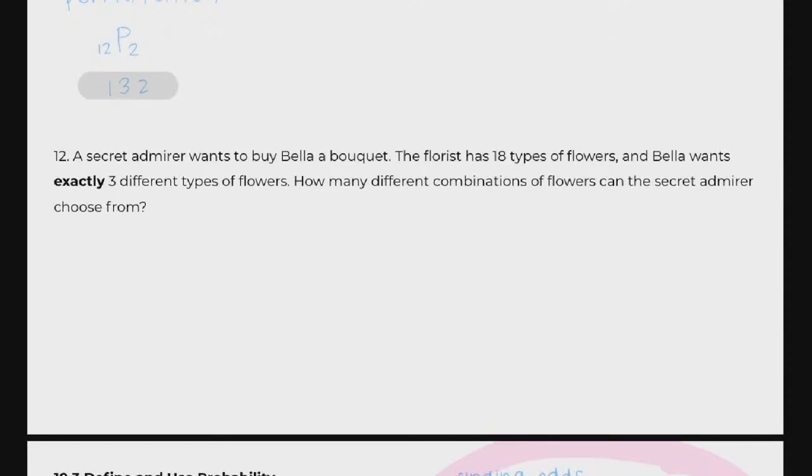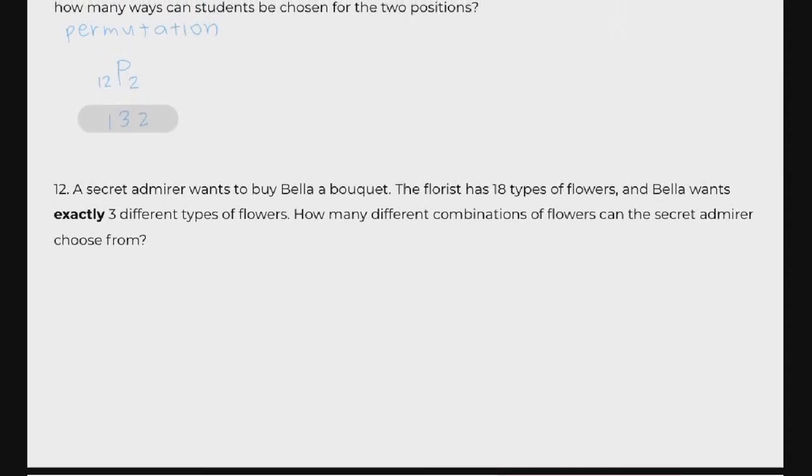Okay, number 12. A secret admirer wants to buy Bella a bouquet. The florist has 18 types of flowers and Bella wants exactly 3 types of flowers. How many different combinations of flowers can the secret admirer choose from?